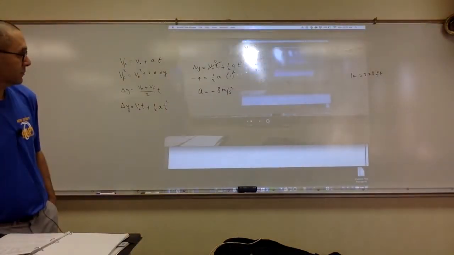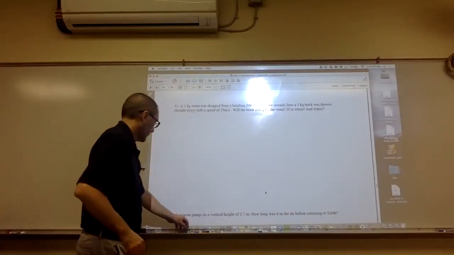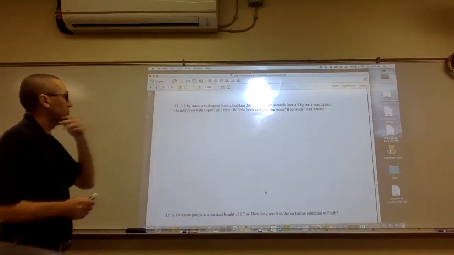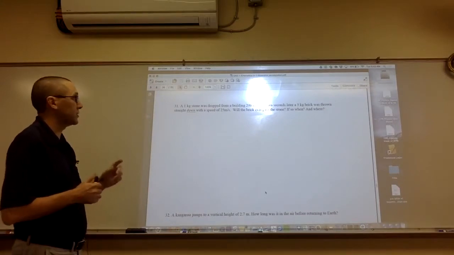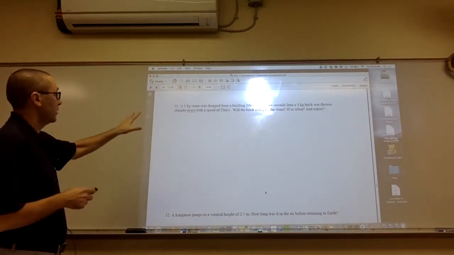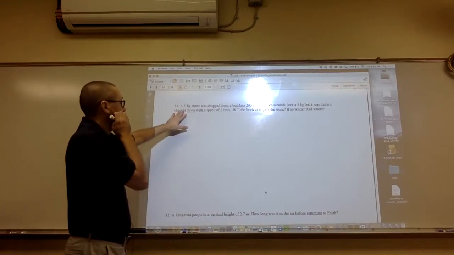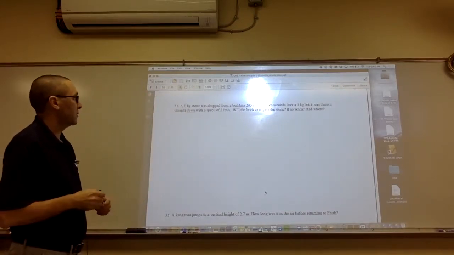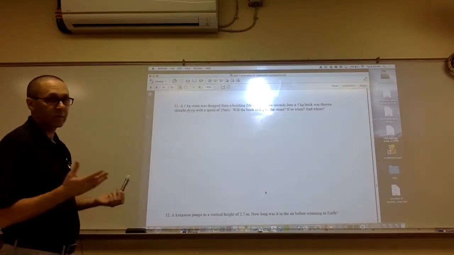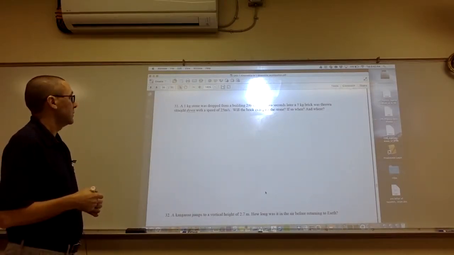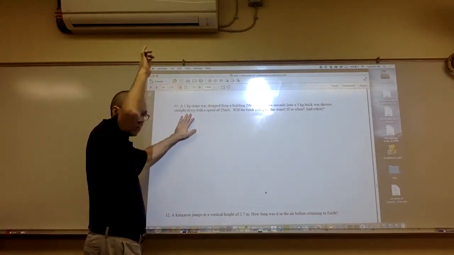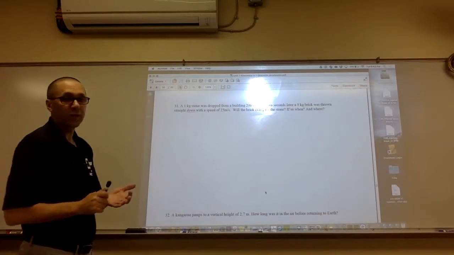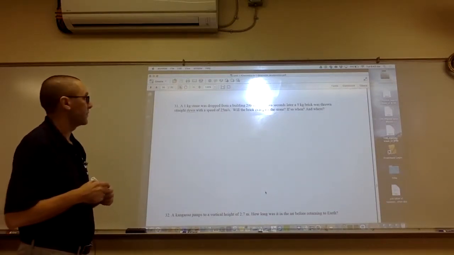Okay, for number 31, it says that a 1 kilogram stone was dropped from a building 200 meters high. The 1 kilogram has to go because we're assuming that this is a free fall, which means the mass of the object doesn't matter. If it's a 5 kilogram brick, it shouldn't matter, right? The brick was thrown straight down, so you're throwing it down with a speed of 25 meters per second. So in terms of velocity, if we look at up as positive, that should be a negative 25. Okay.